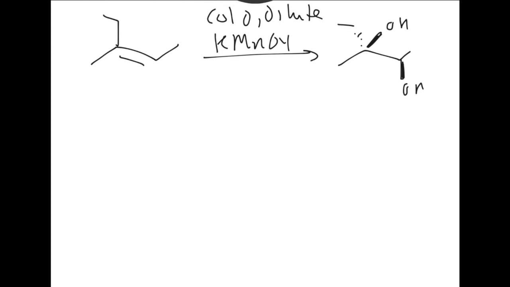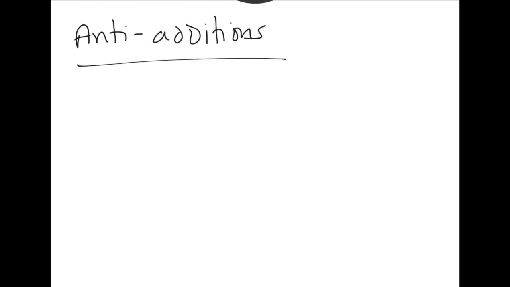Right, our anti-additions. So we're going to put our groups on the opposite sides. There's really only two that you have to worry about. Right, and that's halohydrin synthesis. Wait, see. Nope, do it in the right order. Halogenation. There we go, sorry.